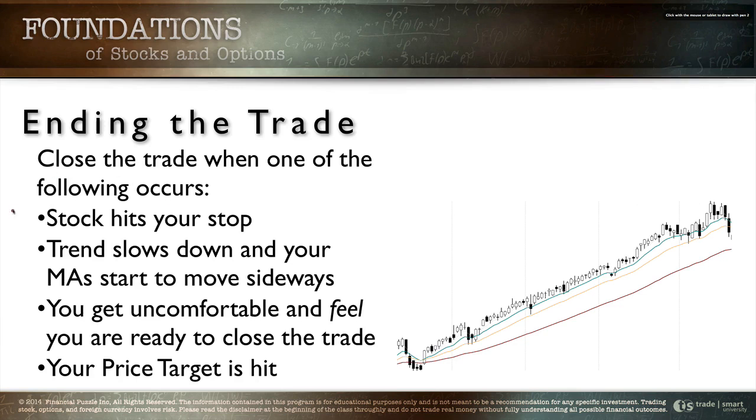So stock hits your stop. That's one reason. Trend is slowing down. The averages start to move sideways. That's a great reason. You get uncomfortable. What if you're in a trade, everything's going well, it hasn't reversed against you, but you're just feeling uncomfortable and you feel like, hey, I'm ready to close my trade. That'd be a really great reason to get out of the trade. This happens a lot, especially in a strong trend.